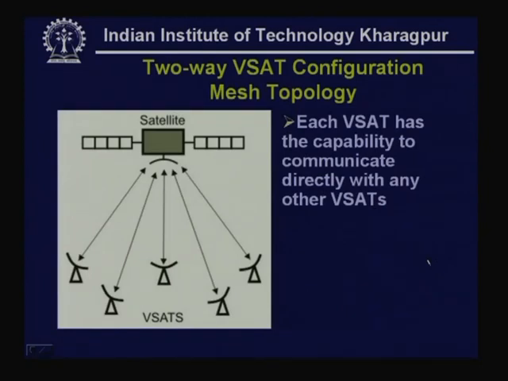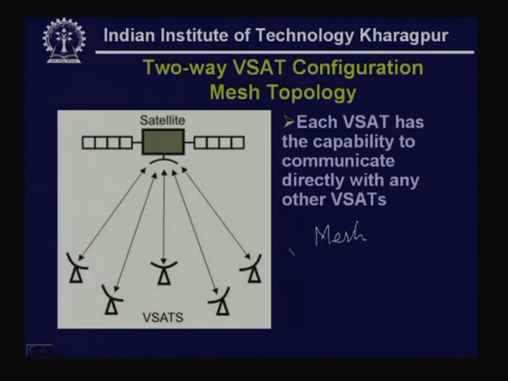However, nowadays with the advancement of technology, it is possible to have direct communication between two VSAT antennas. In such a case, each VSAT has the capability to communicate directly with any other VSAT. You do not require a hub. So, this one can be considered as the mesh topology.